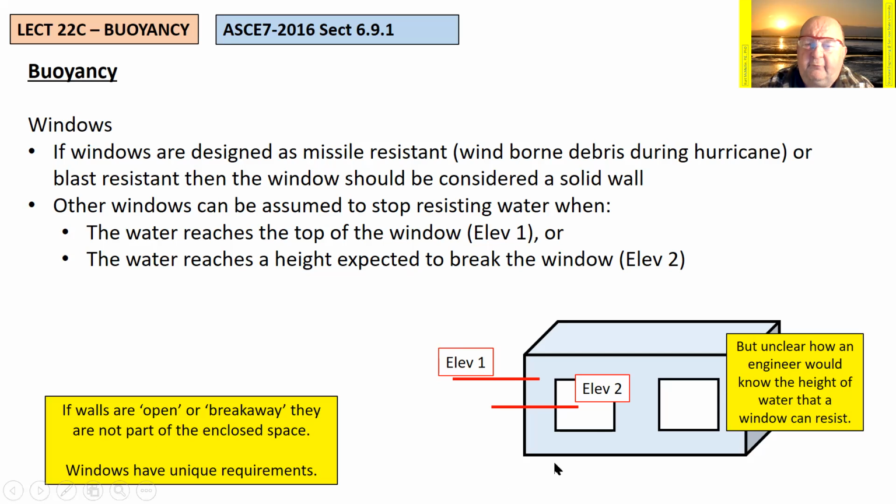Alternatively, if I don't have windows that fall into those two categories, then the code tells me that when the water reaches the top of the window, I can expect the window will have broken and the water will have flowed in. Alternatively, if I know how much water it takes to break the window, then I can use this elevation 2 as my upper limit. But I will say I don't know how many engineers are going to be very familiar with how much water it takes to actually break a window. So elevation 2 is going to have to be some information we can begin to collect with experience.